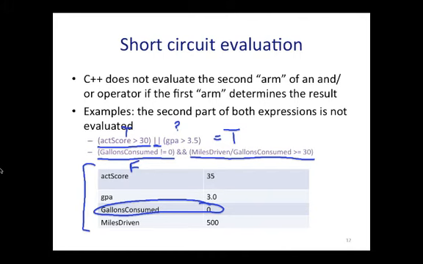That makes our and statement false, because either sub-expression being false makes it false. There's no reason to even evaluate this second expression. We know it's false. And by not evaluating the second sub-expression, we save ourselves a floating point exception, because if I tried to divide 500 by 0, I would get a floating point exception. So this lazy evaluation can be very handy, and you'll hear me refer to it as either lazy evaluation or short-circuit evaluation.